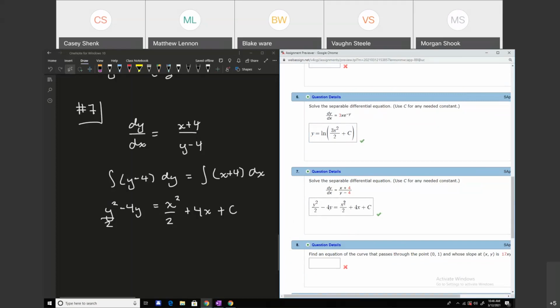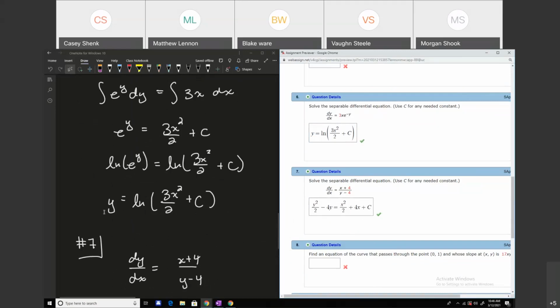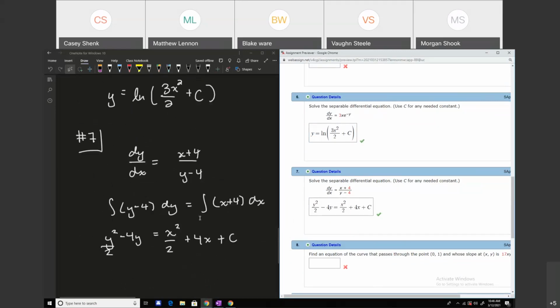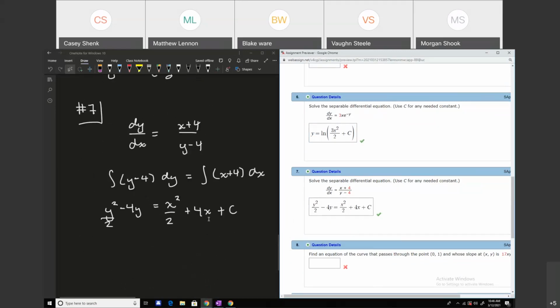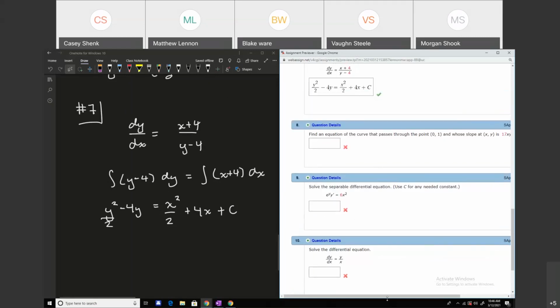Whenever I did written in-person tests before we went to coronavirus, I would always let you stop before. I wouldn't make you solve for y explicitly. It's not necessarily the case that y is always going to be an explicit function of x. In number 6, it is the case. In number 7, it's not. Okay.